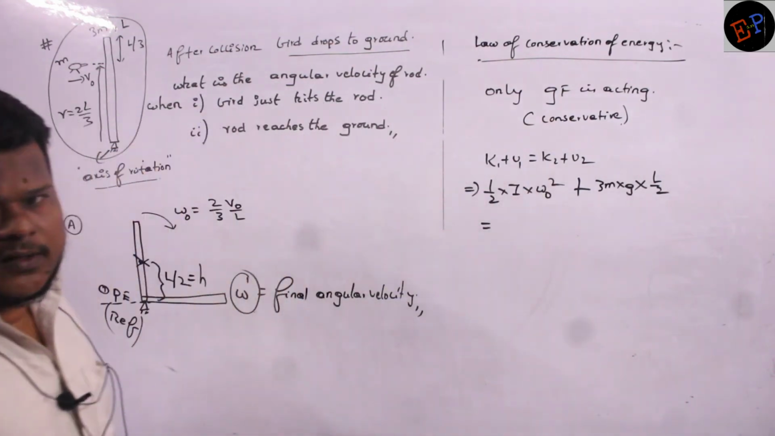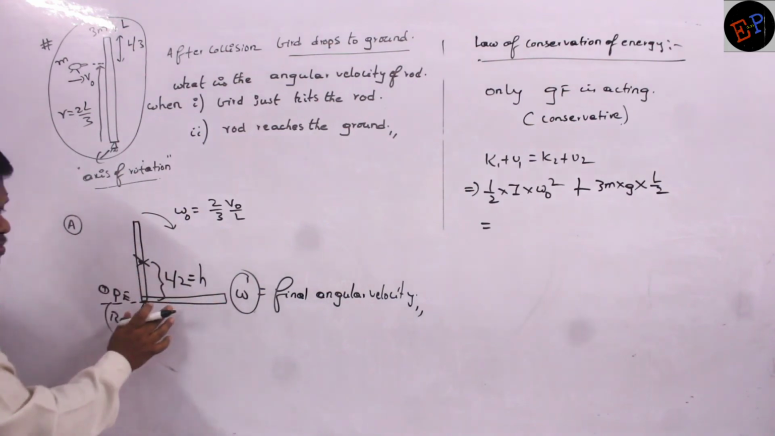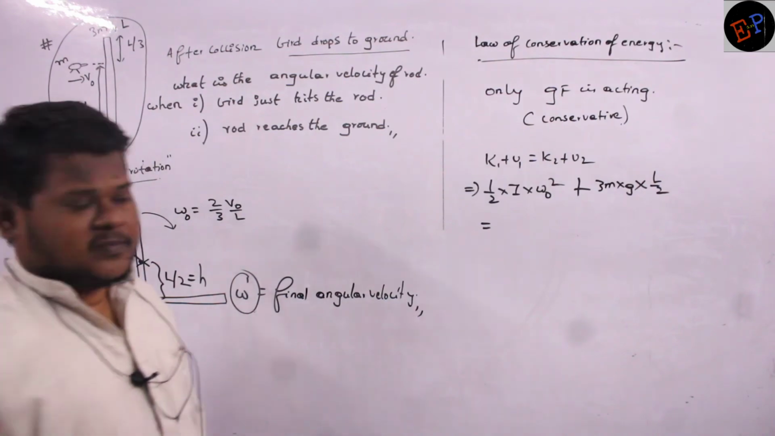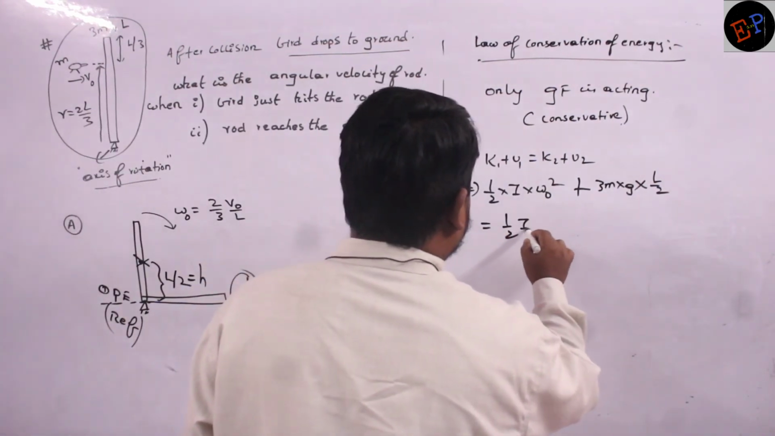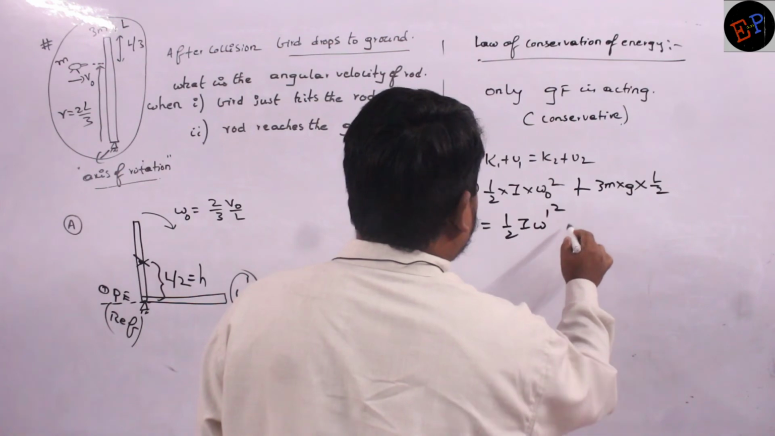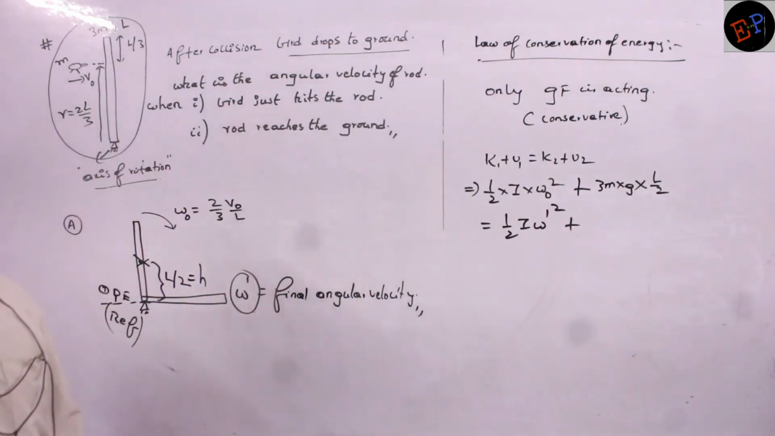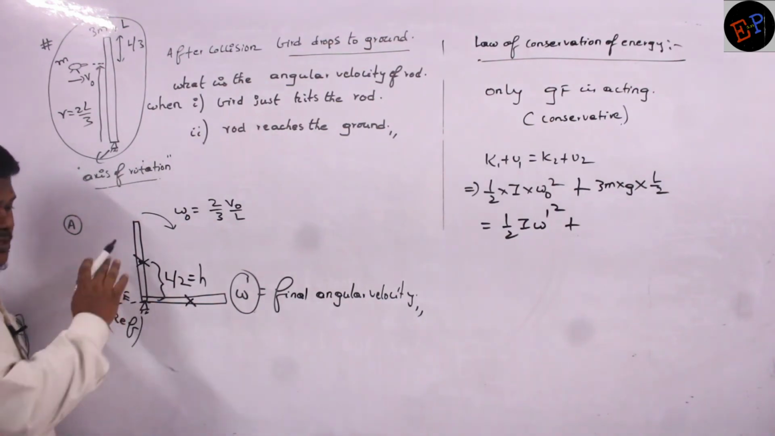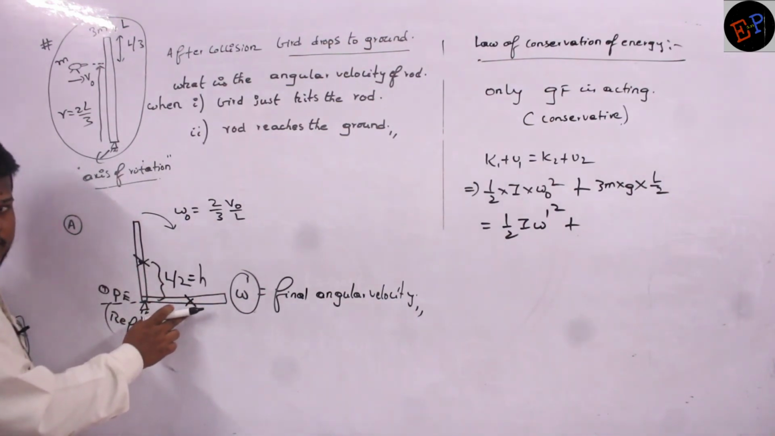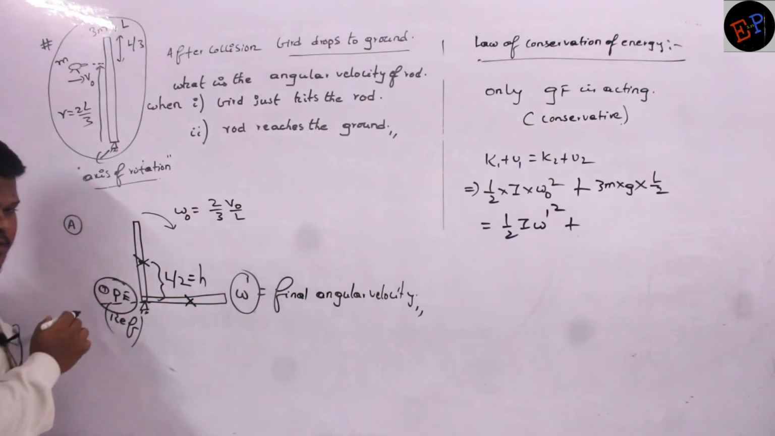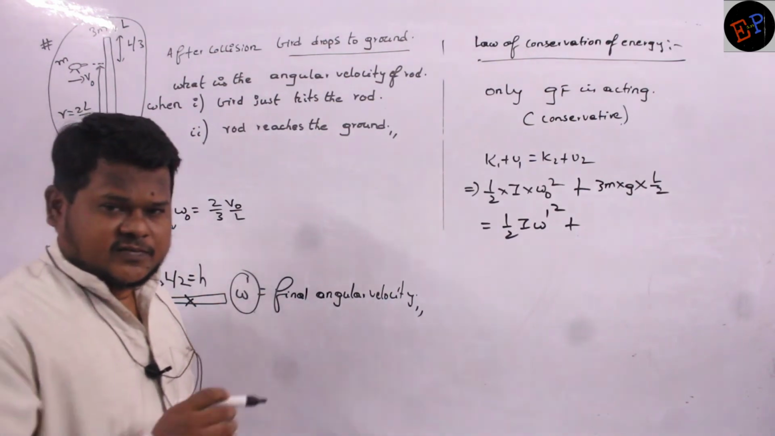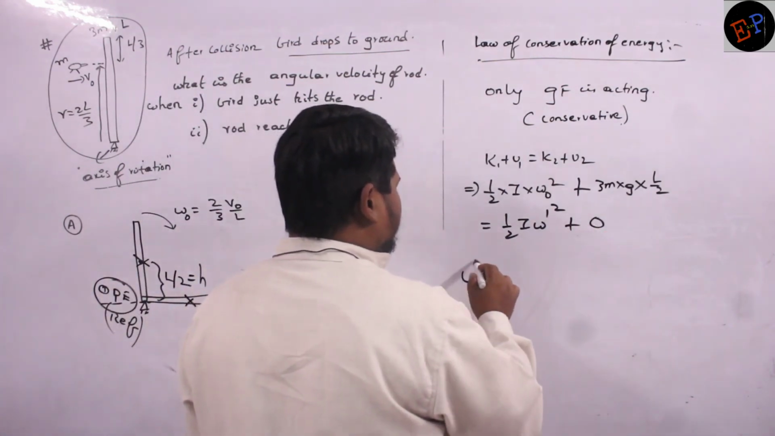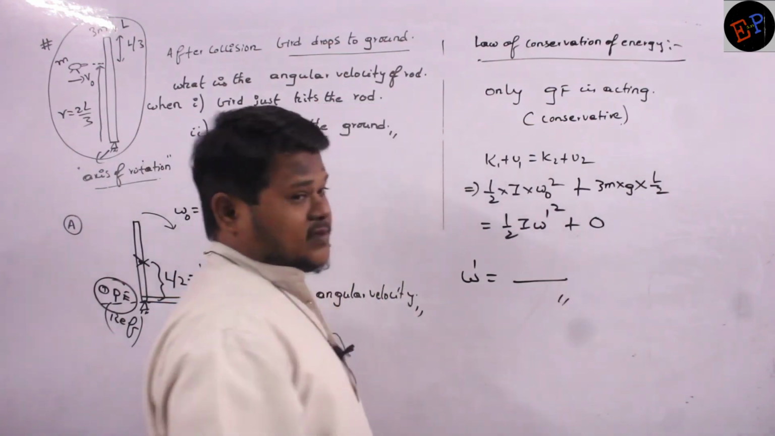Final kinetic energy of the rod: when it is about to touch the ground, what is its angular velocity? Omega dash. So half I omega dash square is the final kinetic energy. Final potential energy is 0 because now the center of mass is at the same height as the zero potential energy reference. So the final potential energy of the system is 0. Now just calculate the omega dash value, that is my required answer.